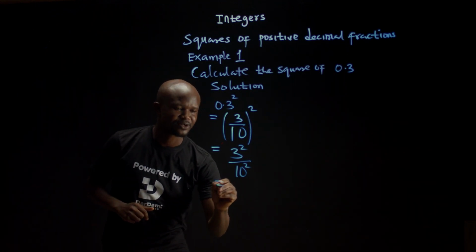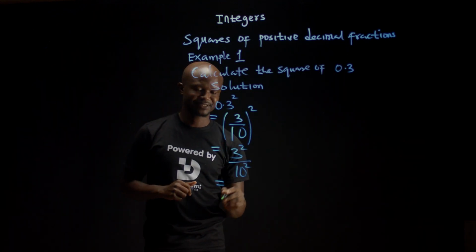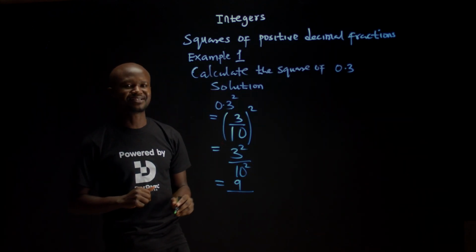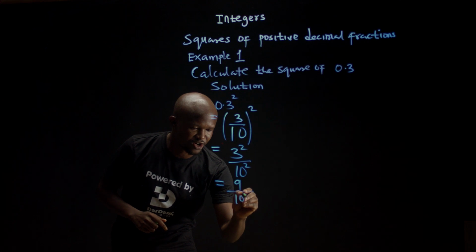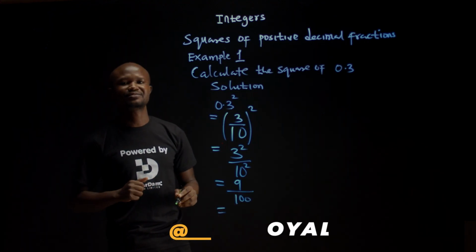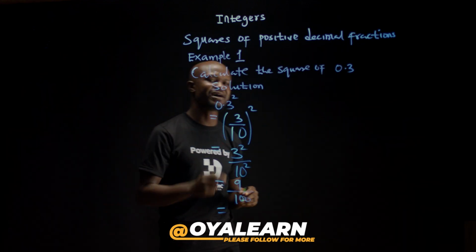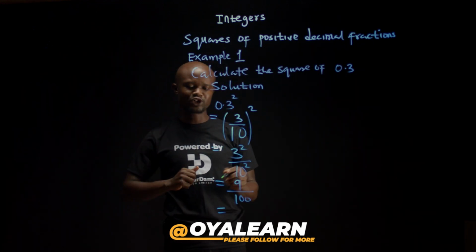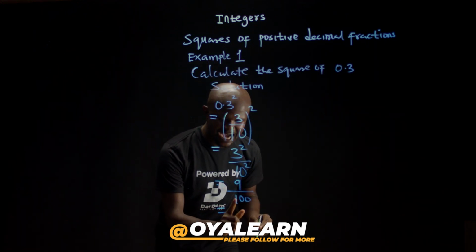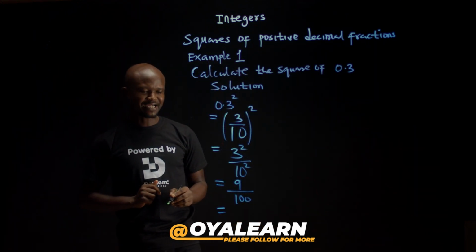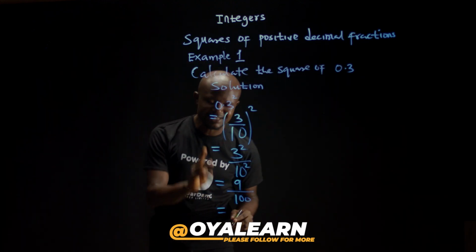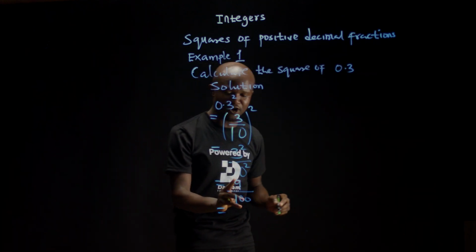Now, what do we have? 3 squared, that is 3 times 3, 9. What is 10 squared? That is 10 times 10, that is 100. Then we now write the answer back in decimal form. How do we do that? Now look at it, in this case, after 1 at the denominator, we have how many zeros? 2 zeros. It means we are going to have 2 zeros before 9.